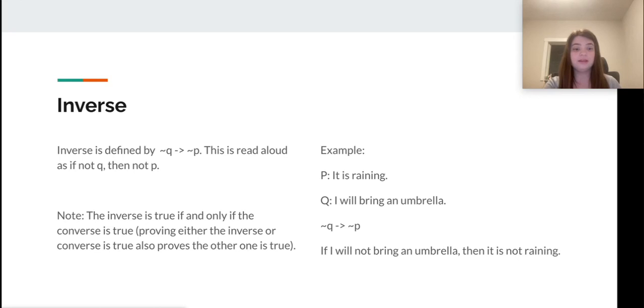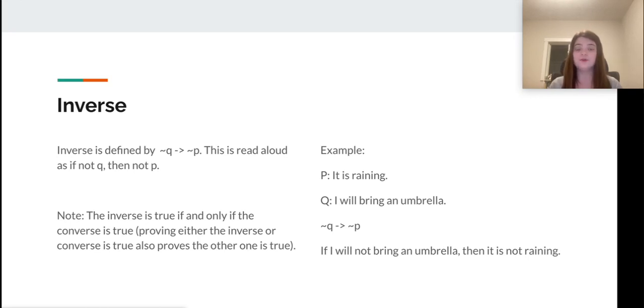Now, another note here is that the inverse is true if and only if the converse is true, right? So basically, if we prove that the inverse of something is true, that means the converse is also automatically true as well, and vice versa, right? If the converse is true, we also know the inverse is true automatically from that.